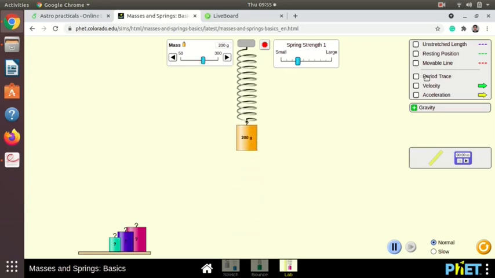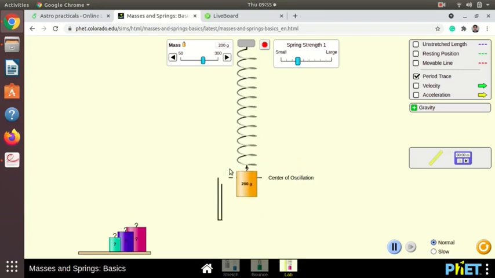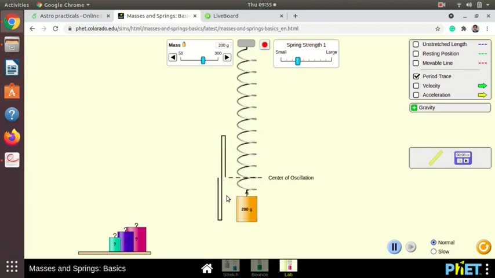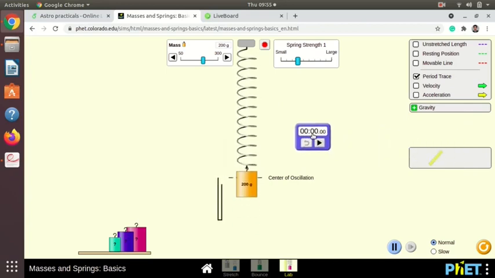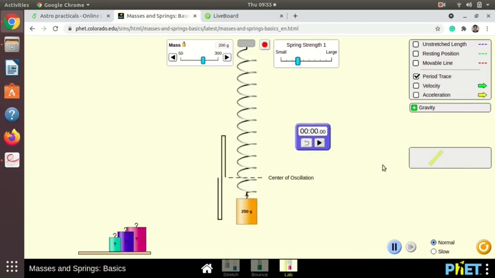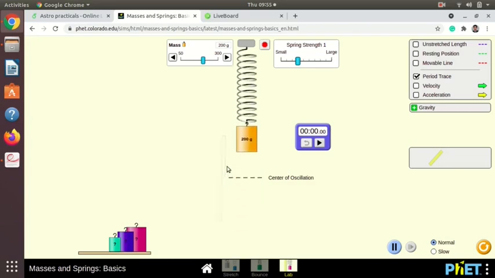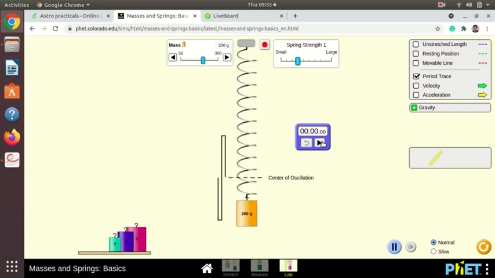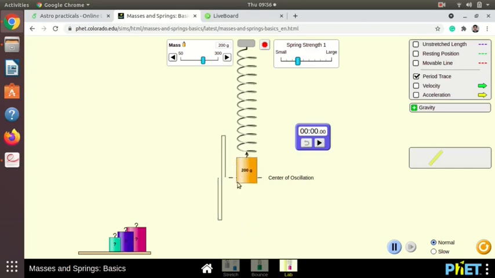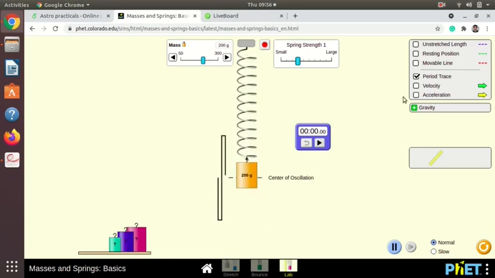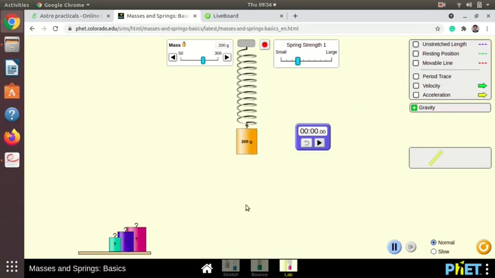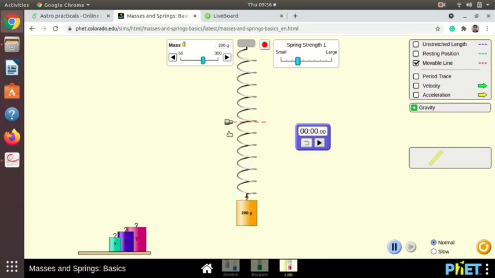I will click here for period trace so that you can notice when the oscillation has started and when one oscillation has ended. You can use the timer in this default simulation, and when the oscillation starts, you can start the timer to measure the time period. One can measure the trace from the center of oscillation or the amplitude. It will be easier to find from the maximum amplitude, so in that case you will not need this. You can just take one movable line and place it here.